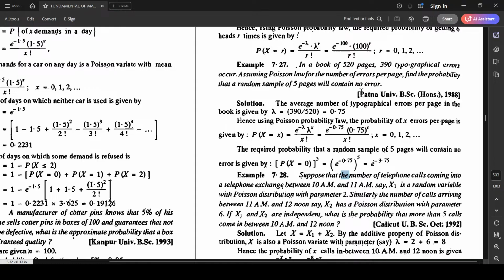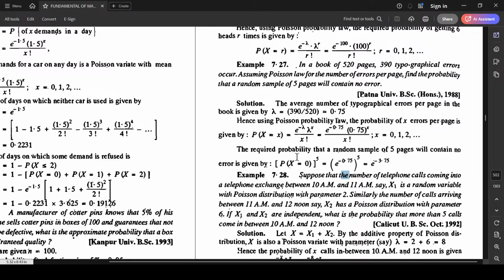Example 7.27. In a book of 520 pages, approximately half of this book, 390 typographical errors are there. Assuming Poisson law for the number of errors per page, find the probability that a random sample of 5 pages will contain no error. The average number of errors per page is lambda, 390 by 520, so 0.75. There is an error in every 0.75 pages.